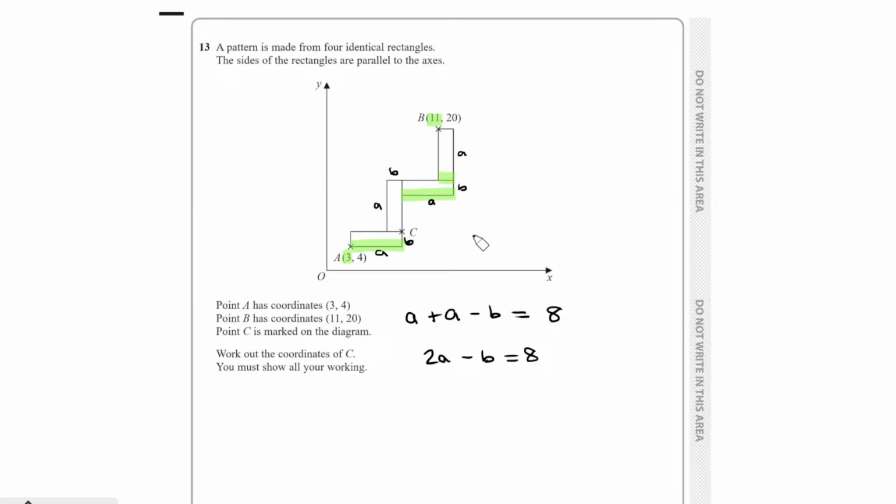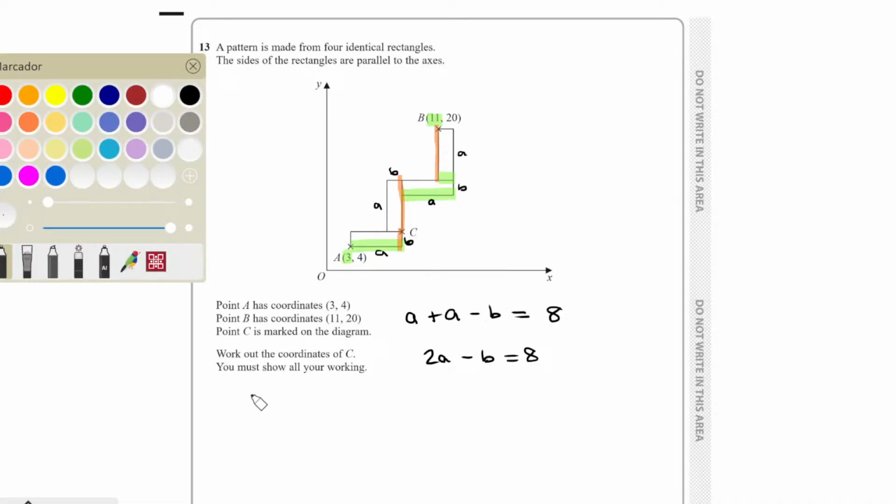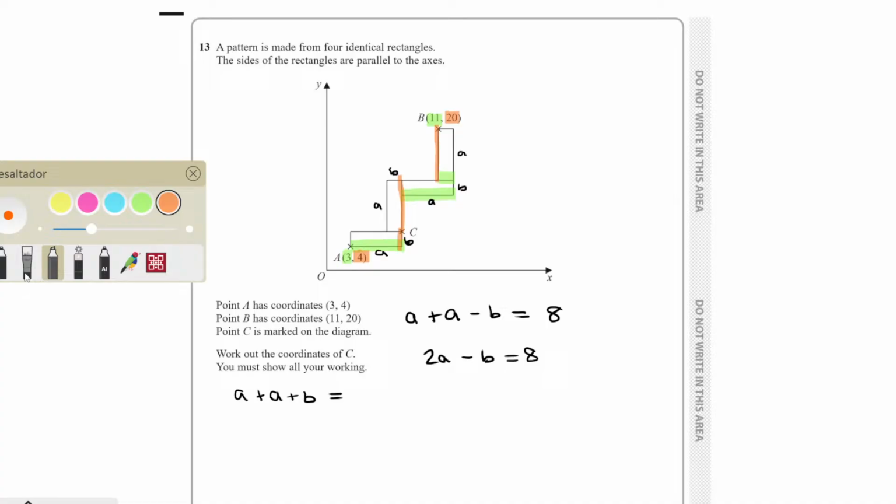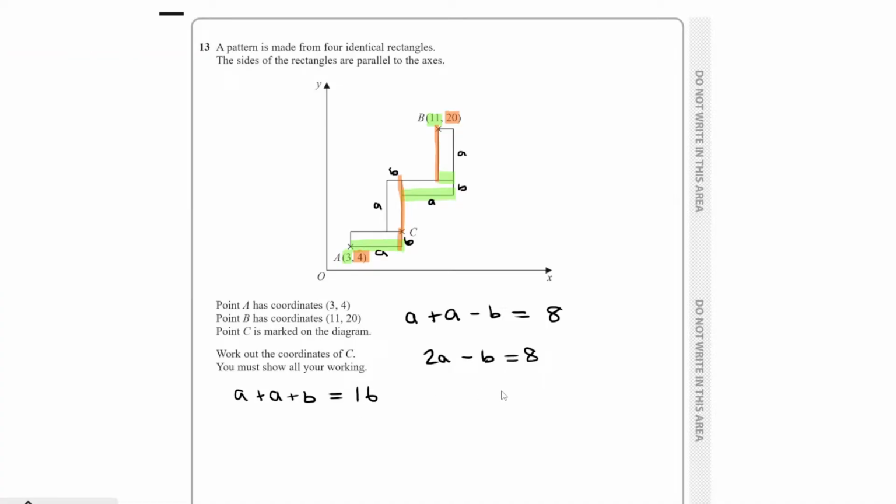So let's use orange. Vertically, we've got obviously an A, another A, and also a B. So it's all plus, isn't it, this one? So vertically, you've got A plus B. And then vertically, that would equal the distance between 4 and 20, which is 16. So you see how that would be 2A plus B, which is 16. And luckily, these two are really nice simultaneous equations.